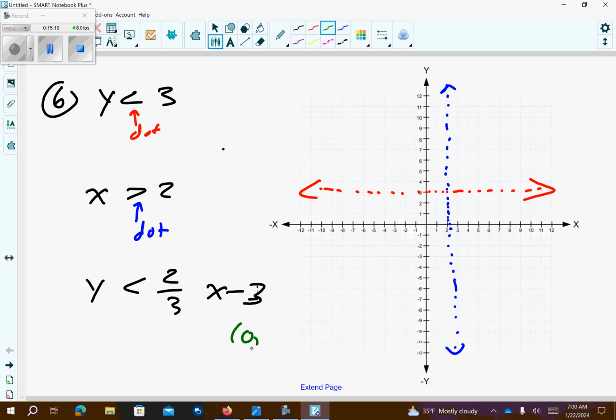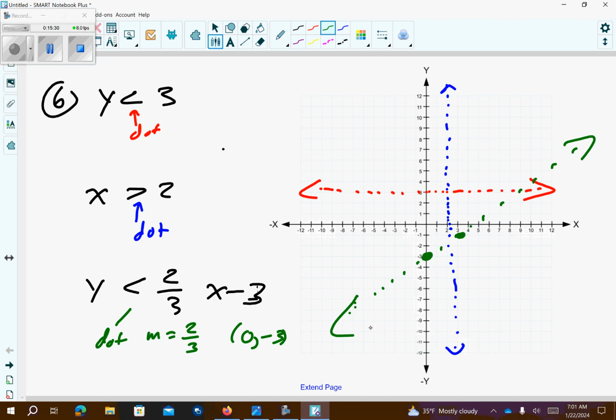We have a y-intercept at 0, -3, which is down here. A slope of 2 over 3. So I'm going to go up 2, right 3. And this is also a dotted line because we don't have the equal sign, so let's try and make our dotted line the best we can.